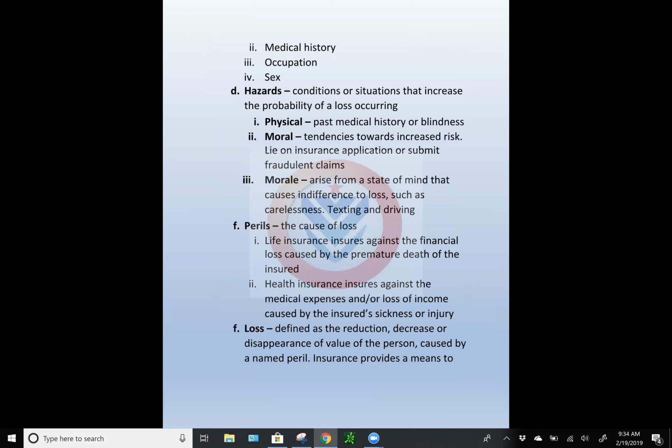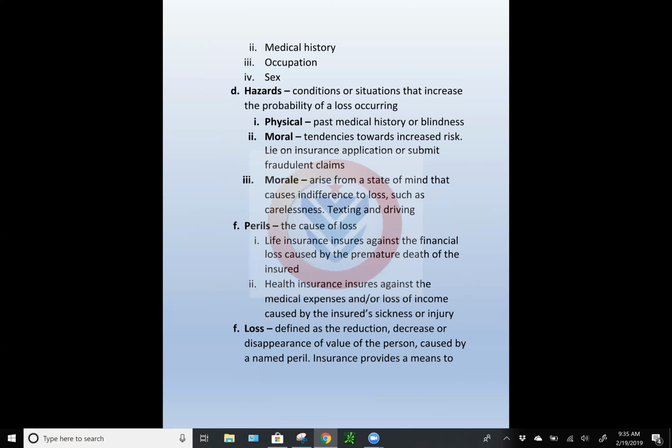A peril is the cause of loss. Life insurance insures against the financial loss by the premature death of the insured. Health insurance insures against the medical expenses and or loss of income caused by the insured's sickness or injury.